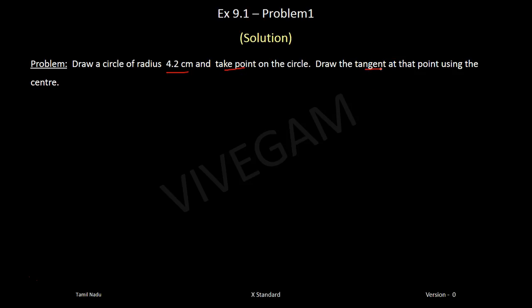Now let's draw a simple rough diagram. So this is going to be the circle with O as a center and radius of 4.2 centimeter, and let's take a point P on the circle and we'll have to draw a tangent. A tangent is nothing but a line just touching that point on the circle, right? And it's perpendicular to the radius, so we'll have to draw a tangent at the point P to the circle. This is the rough diagram. So this is how our final fair diagram will look. Now we'll have to get into the construction of the tangent.